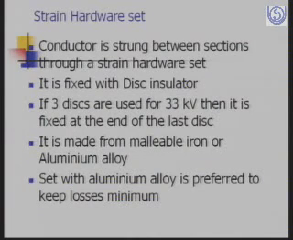And then we have the strain hardware set. The conductor is strung between sections through a strain hardware set. It is put on top of the insulator. It is fixed with the insulator, and if 3 discs are used for 33 kV, then the strain hardware set is fixed at the end of the last disc. It is made from malleable iron or aluminium alloy, and a set with aluminium alloy is preferred to keep losses minimum.